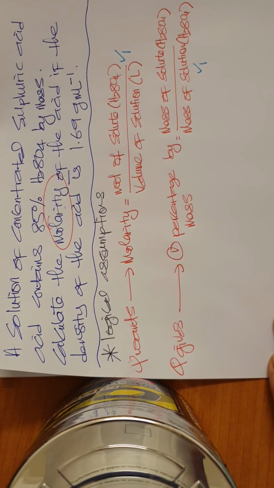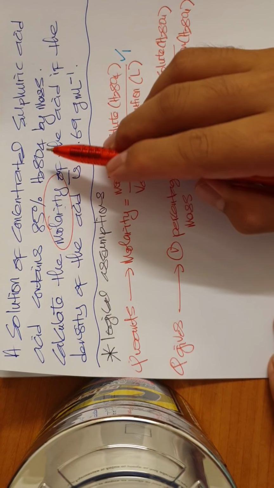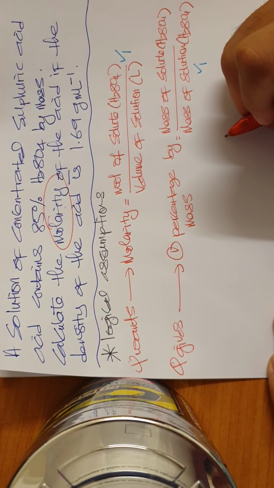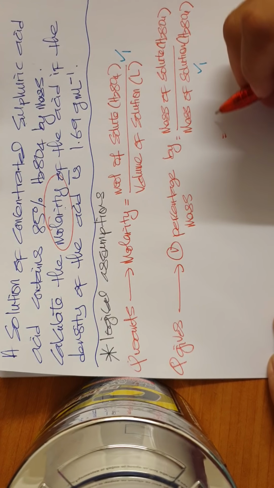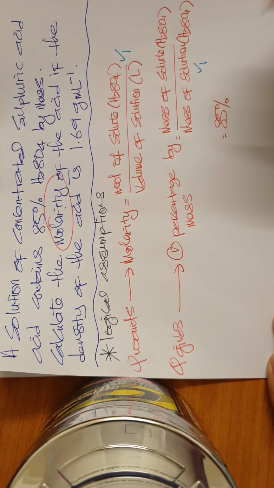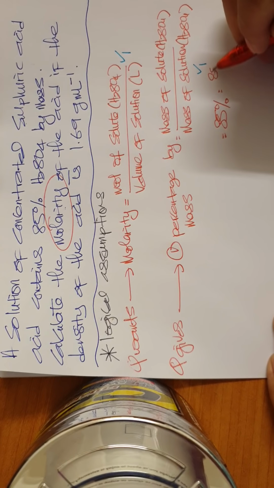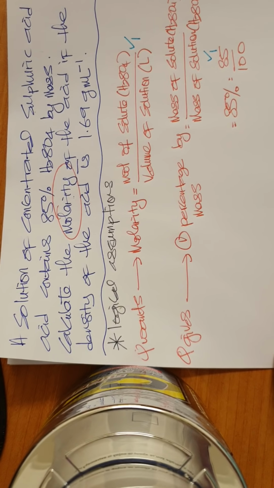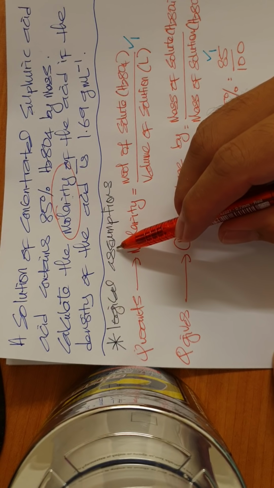But the most important thing over here, from the question given to you, is the percentage by mass of H2SO4. It has already given its value. How much? 85%. So 85%, okay, is the same as if we write it as 85 over 100. So from here, we should be able to make our logical assumptions.